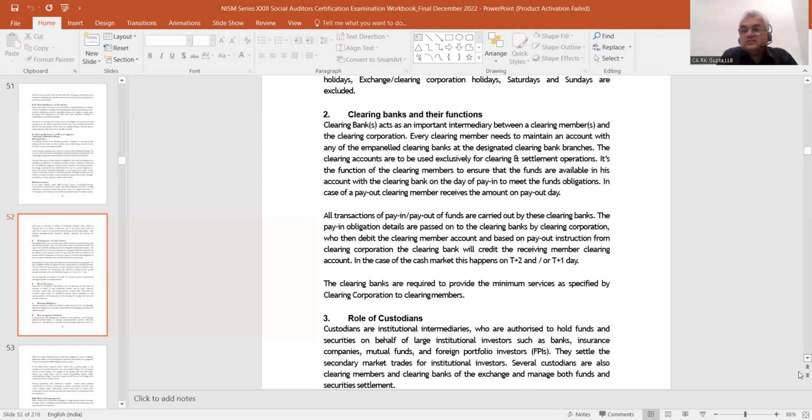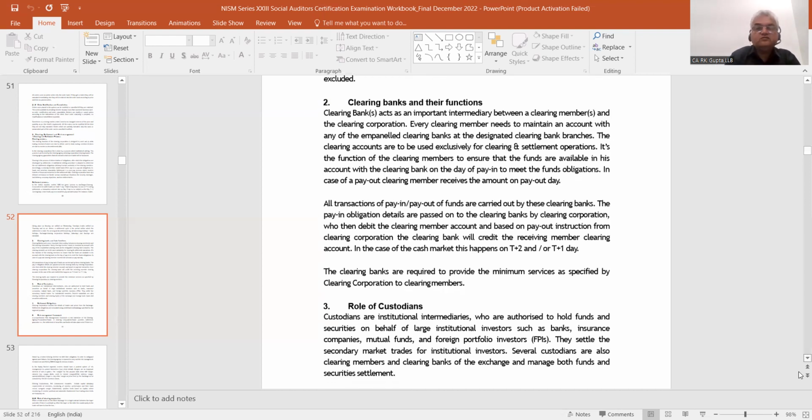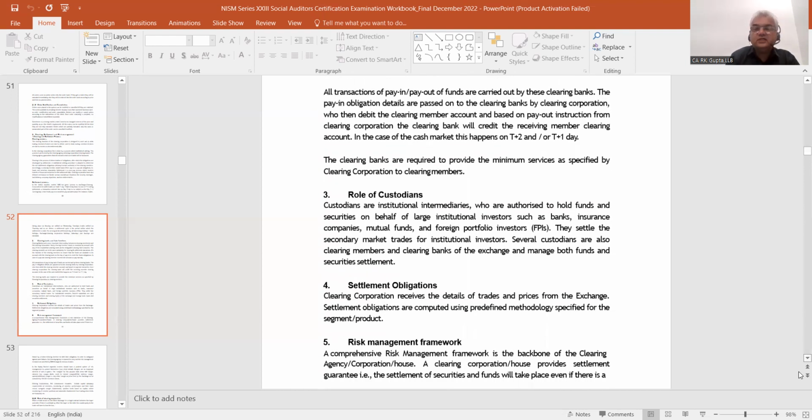So custodians are the institutional intermediaries who are authorized to hold funds and securities on behalf of large institutional investors such as banks, insurance companies, mutual funds, and foreign portfolio investors. They settle the secondary market trades for institutional investors. Several custodians are also clearing members and clearing banks of the exchange and manage both funds and securities settlement. So they are performing a twin role, managing the funds and the securities settlement.